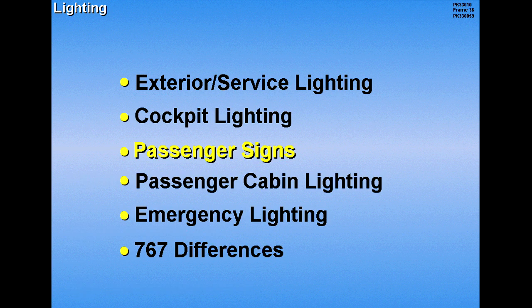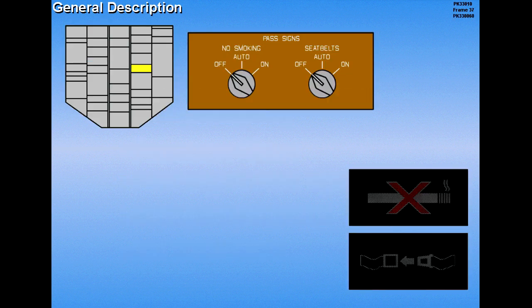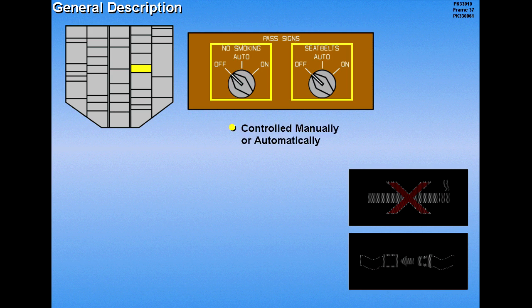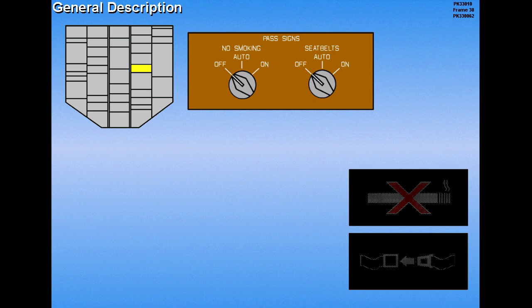The next section will cover passenger signs. The passenger signs in the cabin are operated by rotary selectors on the pilot's overhead panel. These signs can be controlled manually or automatically. When either sign changes, a low chime sounds over the PA system.